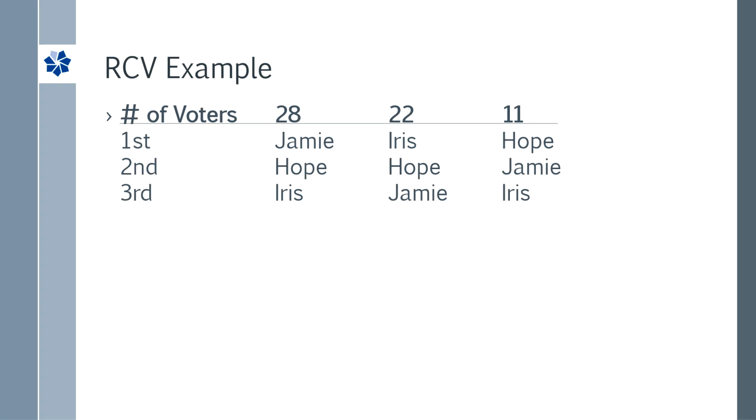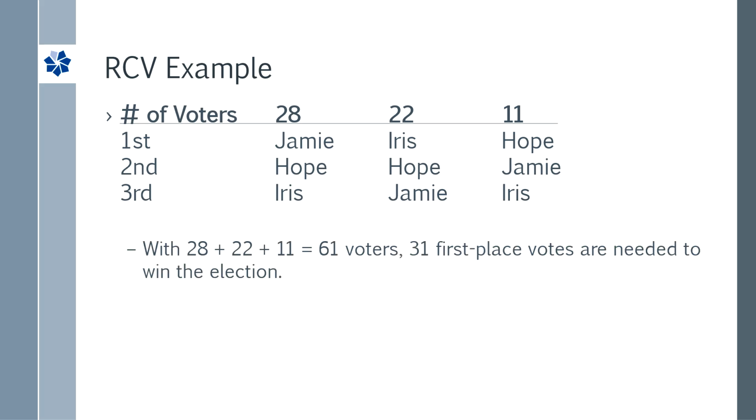For example, in this election here, there's 28 plus 22, which is 50, and 11 more, which is 61. So there's 61 voters. 28 of those voters ranked the candidates Jamie, Hope, and Iris. 22 said Iris, Hope, then Jamie, and 11 said Hope, Jamie, then Iris third. First, we note that with 28 plus 22 plus 11, there's 61 voters. Split that in half, that's 30.5. The first whole number over that is 31. So whoever gets 31 first place votes first wins the election.